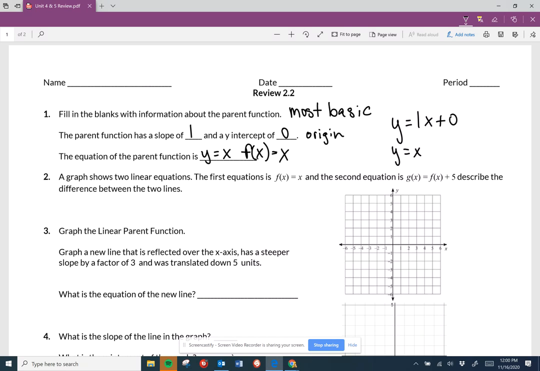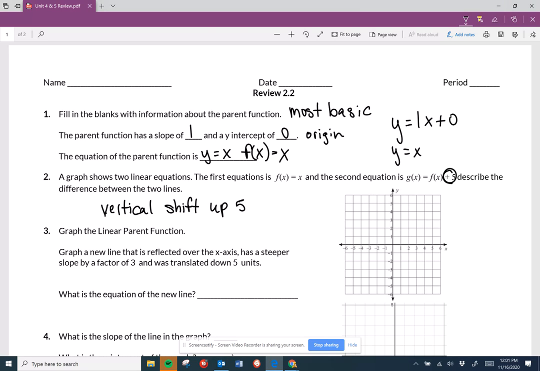Okay. Number 2 says a graph shows two linear equations. The first equation is f of x equals x, and the second one is g of x equals f of x plus 5. Describe the difference, right? So the difference is going to be that plus 5. And if you remember, anytime we have a plus 5 at the end of our parent function, it's going to cause a vertical shift. Pluses cause vertical shifts up, minuses are shifts down. So this would be a vertical shift, and then it would be up 5 since we have that plus 5.